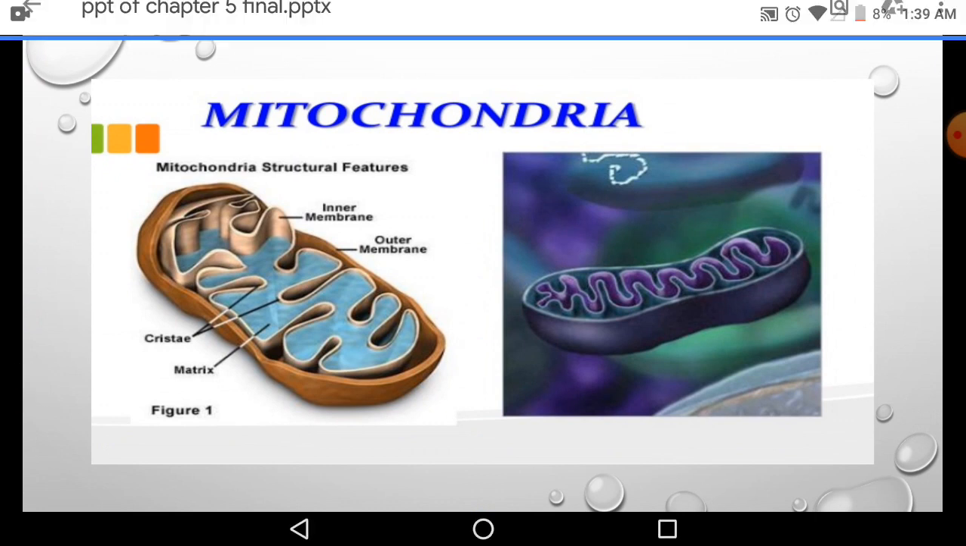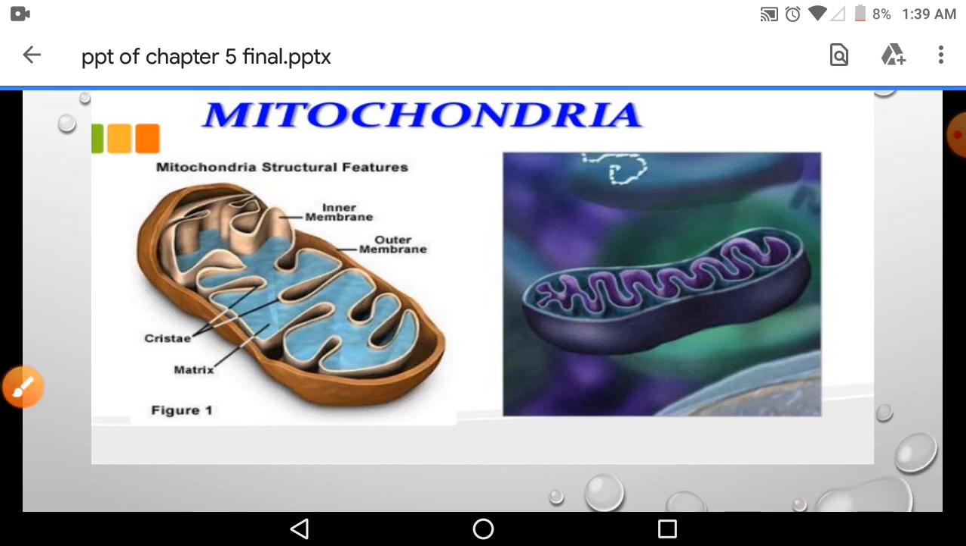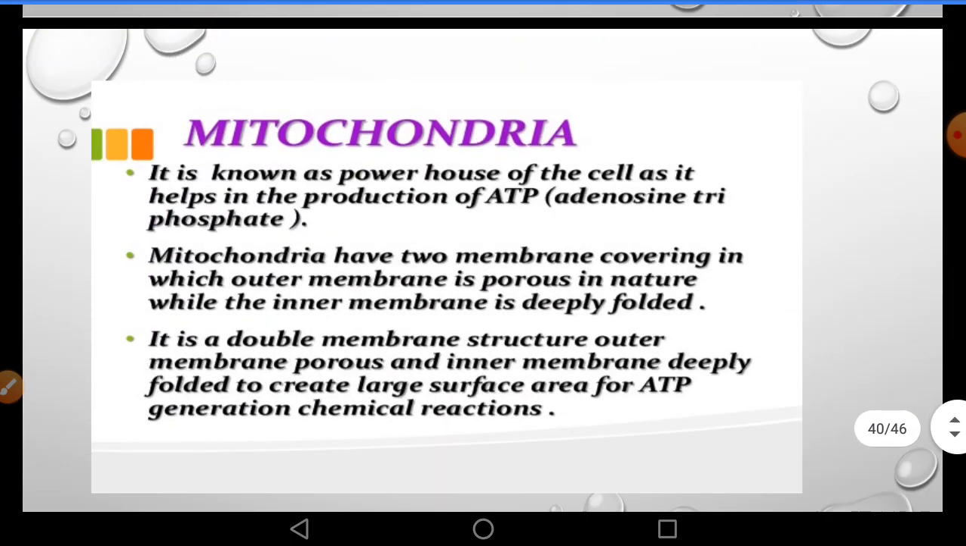The outer membrane, here this one, is porous, while the inner membrane is folded. When we open the folds, it will have a large area. So these folds create a large surface area for ATP generation. Okay, so mitochondria are a strange organelle in the sense that they have their own DNA and ribosomes. Therefore, mitochondria are able to make some of their own proteins. So they are the power of the cell as they help in production of ATP, adenosine triphosphate.